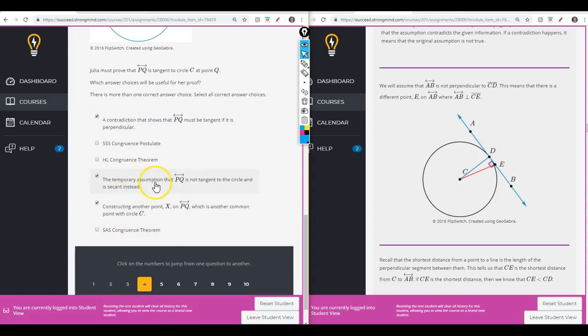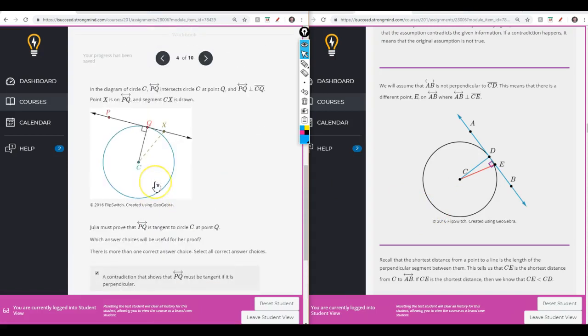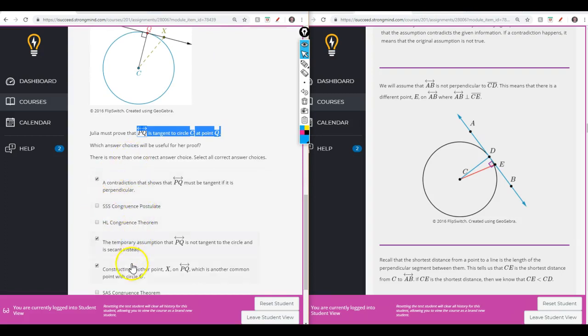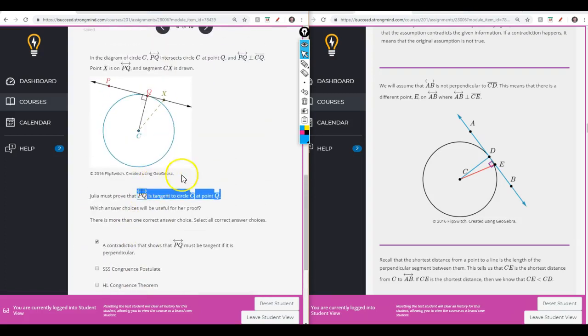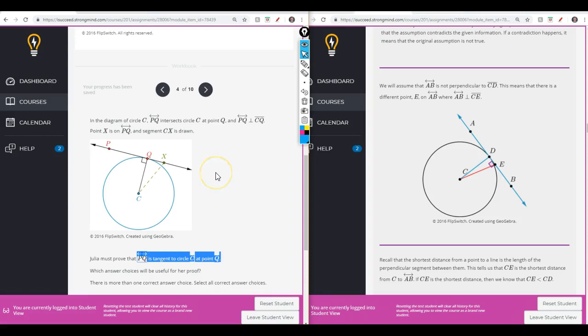So if it were me, I would write this question down in my notes. I would highlight what is given, which is that this line PQ intersects circle C at this point and that it's perpendicular. They want us to prove this. And then I would write down what is useful. So I would write this down in my notes so that I could use it on the checkpoint when I reach it.